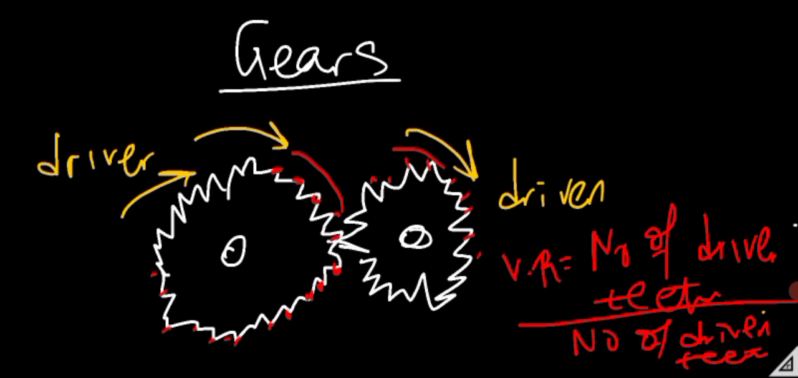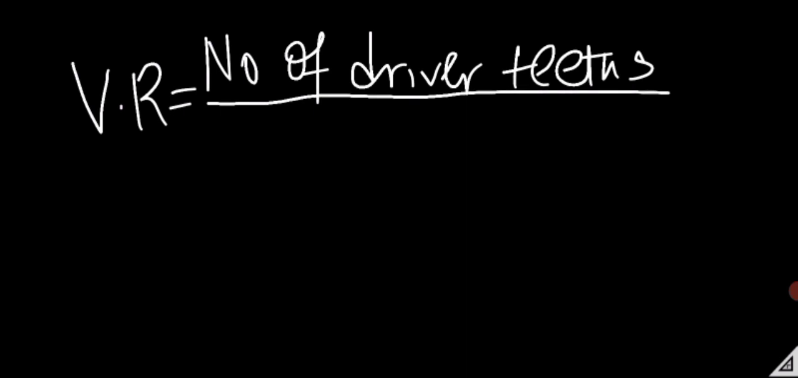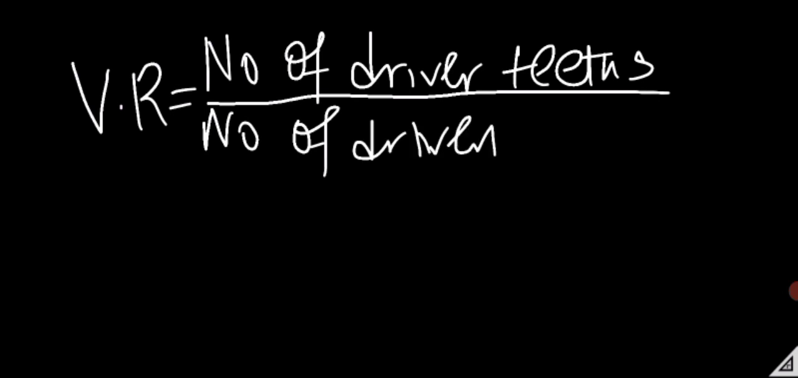So we say that velocity ratio, are we getting it? For gears, VR is equal to what? Number of driver teeth. They can give you the number as 5, anyone, but it will be in number. Driver teeth all over number of driven teeth.